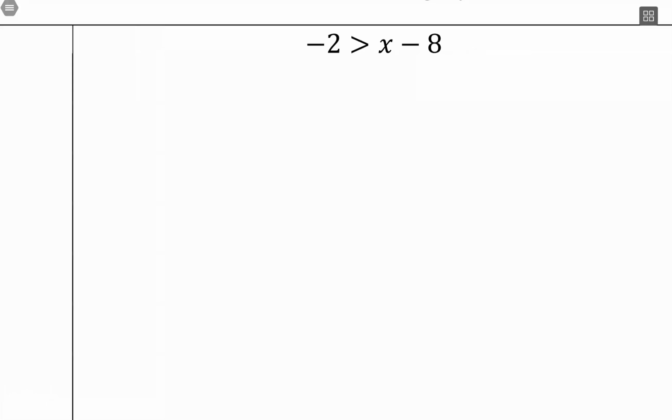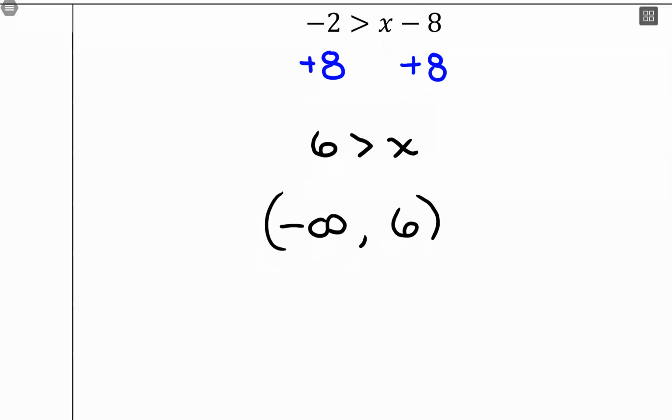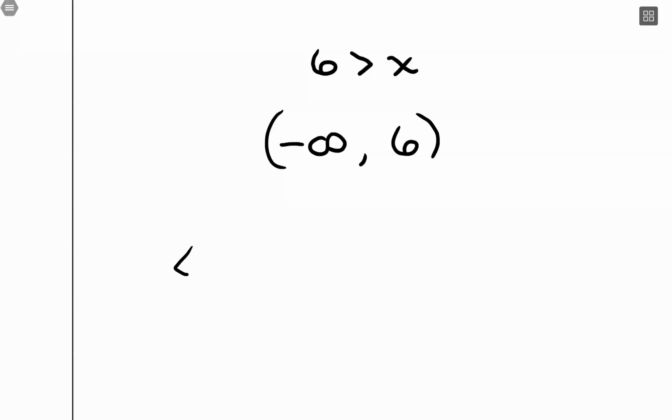All right. This next one, focusing on my variable x that I want to get all alone, I have this subtraction of 8. To undo the subtraction, I'm going to add 8 to both sides. So negative 2 plus 8 will be a positive 6, and that is more than x. Or you could read it as x is less than 6. So this will be off to negative infinity, and 6 is the largest value, and then we'll have parentheses.